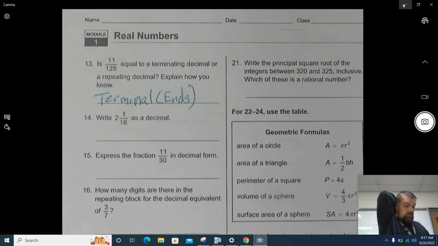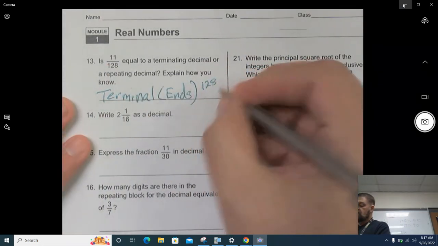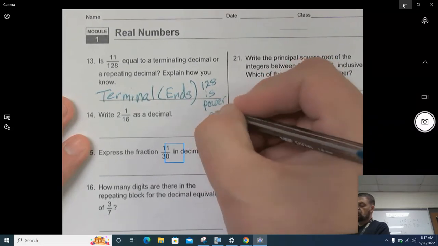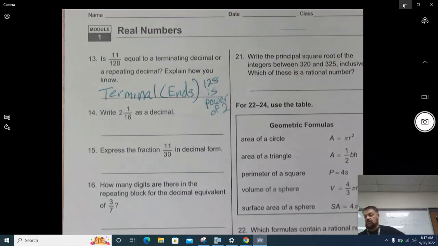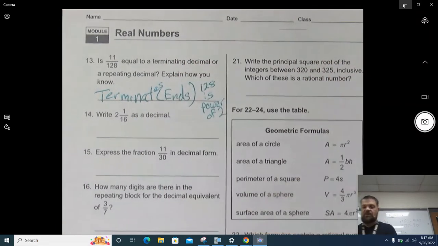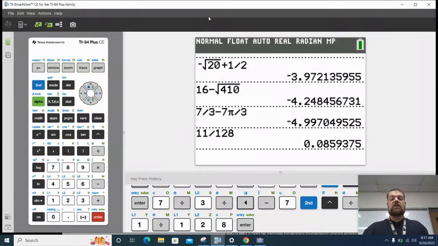Now, there's an extra thing in here too. They say that the denominator 128 is a power of 2. I would be happy with just terminates. How do I write 2 and 1/16 as a decimal? Does anybody remember? Yes, 1/16. Yeah, I said it wrong, but that's okay. What do I do? Plug it in the calculator, right?